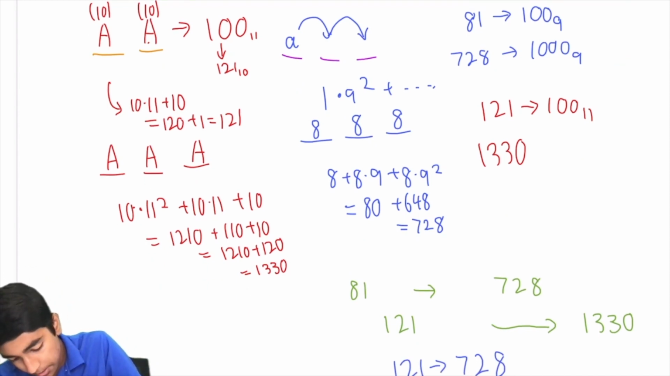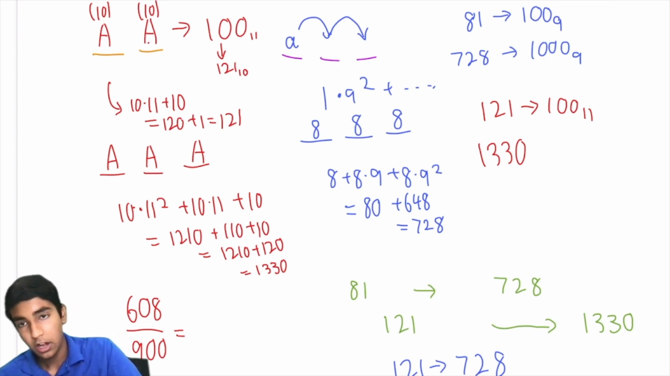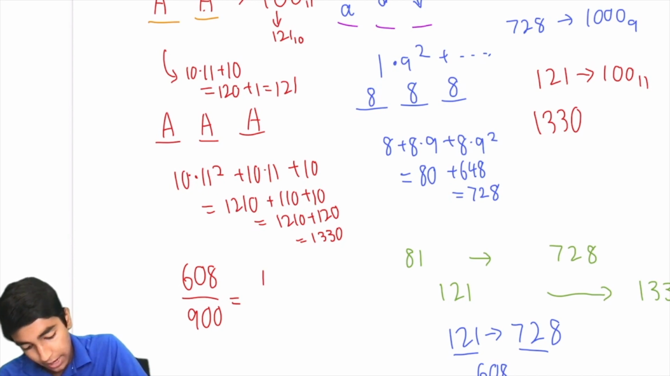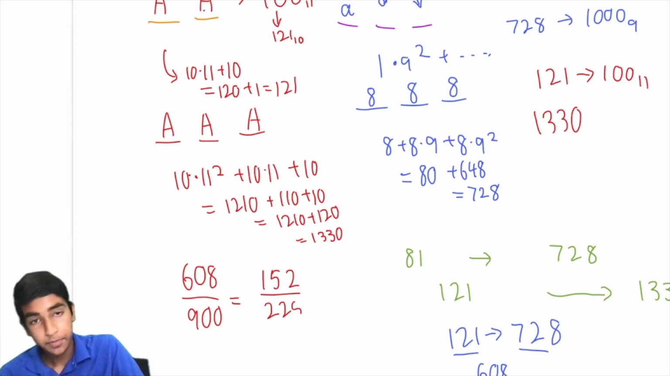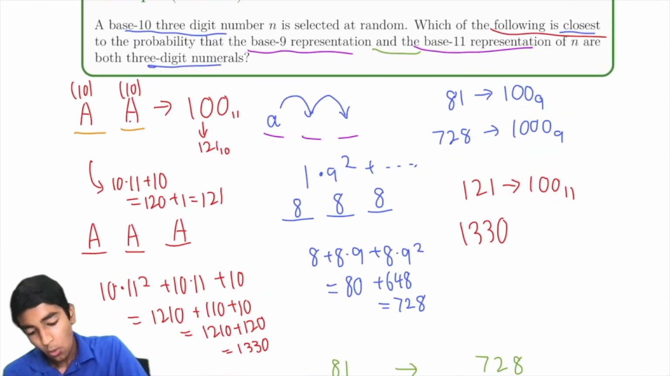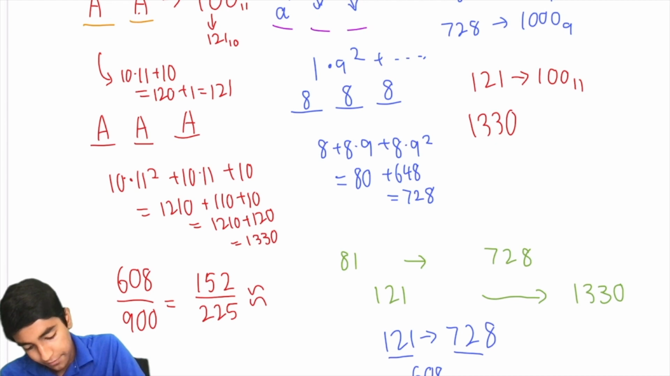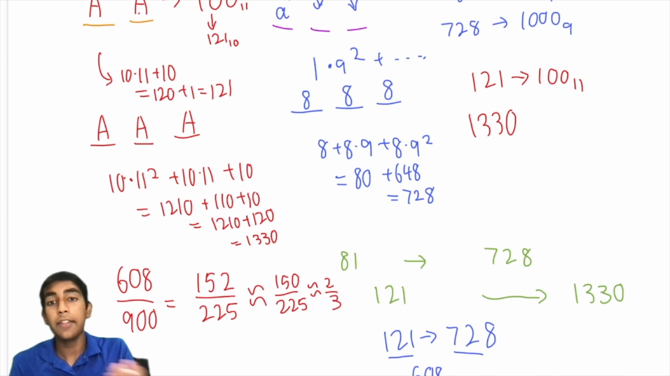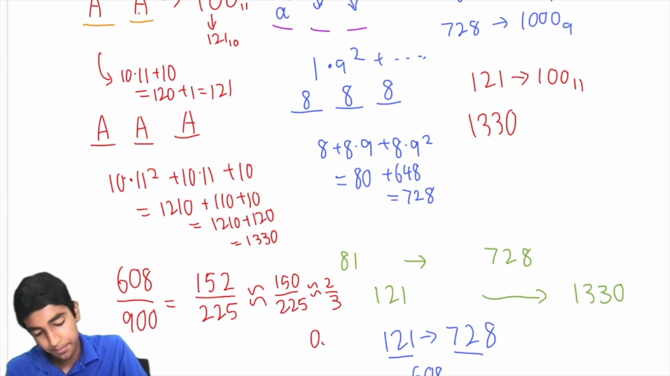So 608 over 900, and let's cancel, because we've got a bunch of common factors here. This becomes 152 over 225, and can we maybe simplify this a little bit more? No, we can't. But the problem was asking which is closest, and we can see that this is about 150 over 225, which is about 2/3. And the question was asking to the nearest tenth, so to the nearest tenth, this is 0.7.